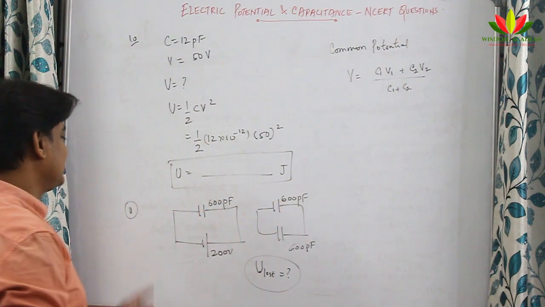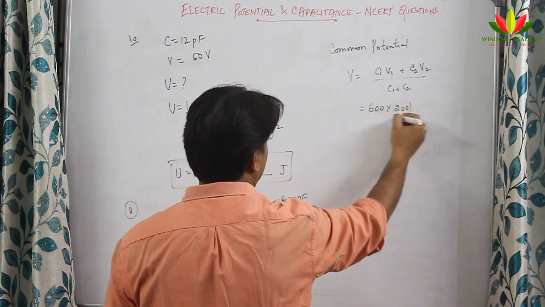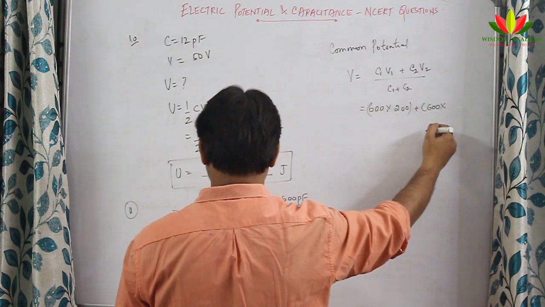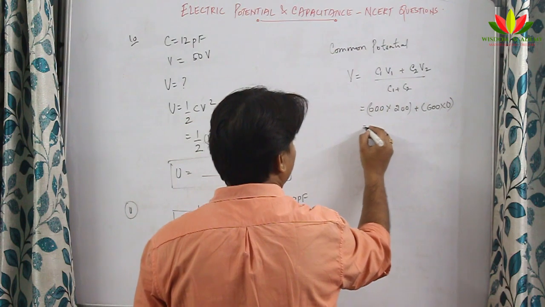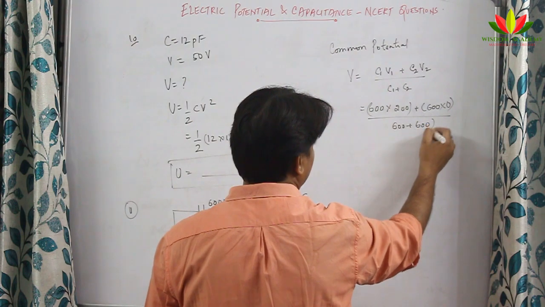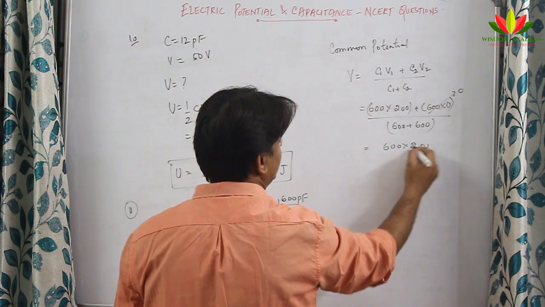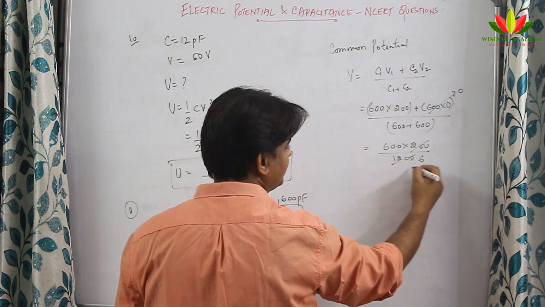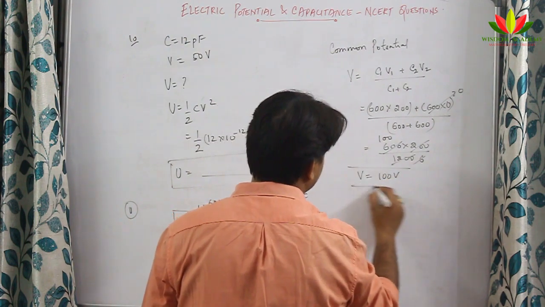What is C1? C1 is 600. What is V1? V1 is 200. What is C2? C2 is again 600. What is V2? V2 is 0, they are not giving anything. And C1 plus C2 will be 600 plus 600, so this term is 0. This becomes 600 into 200 divided by 1200. This becomes 6 times and this becomes 100. So the common potential is 100 volt, isn't it?